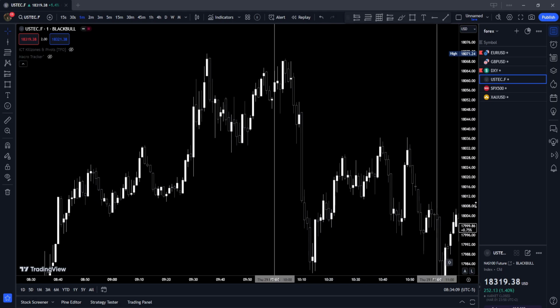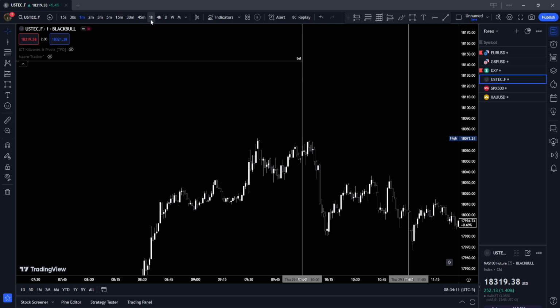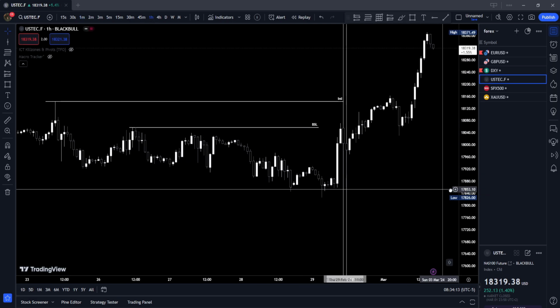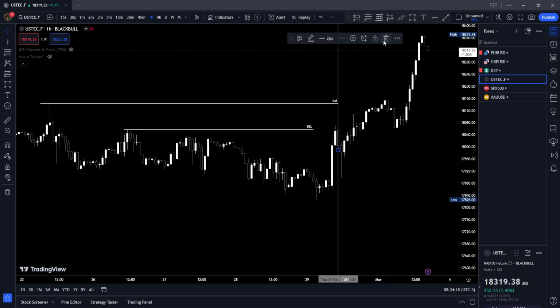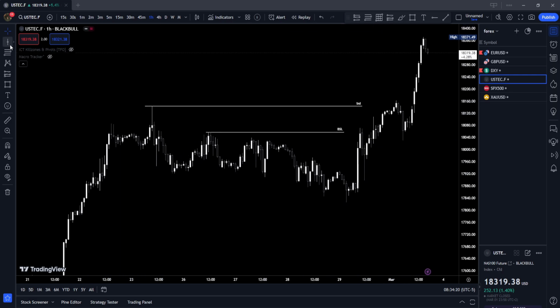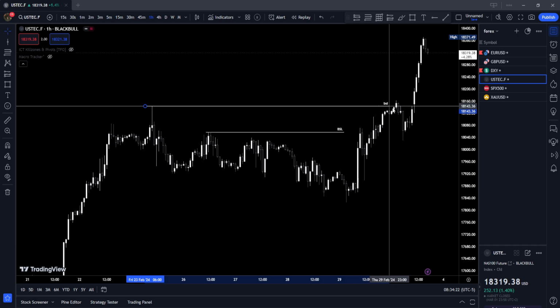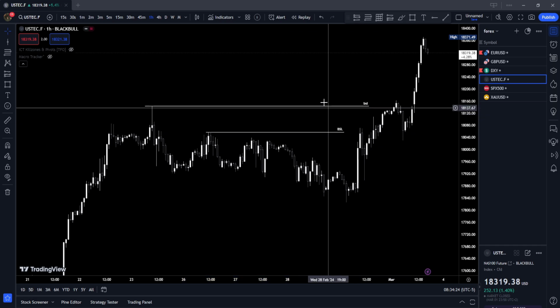As you can see, price. So let's go on a higher time frame, the 1 hour. So let's remove this for now. So yes, we have this all-time high here, this buy side liquidity up there.